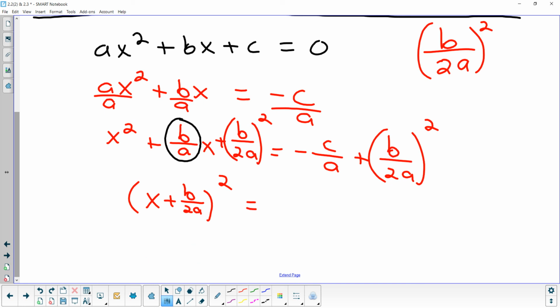And on the right, all we could really do is square this fraction. This stays the same. How about, Tom, what do you get when you square the numerator in that fraction? B squared. Yep, b squared. And how about when you square the denominator? What do you get there, Gabby? 4a squared. 4a squared, yes.